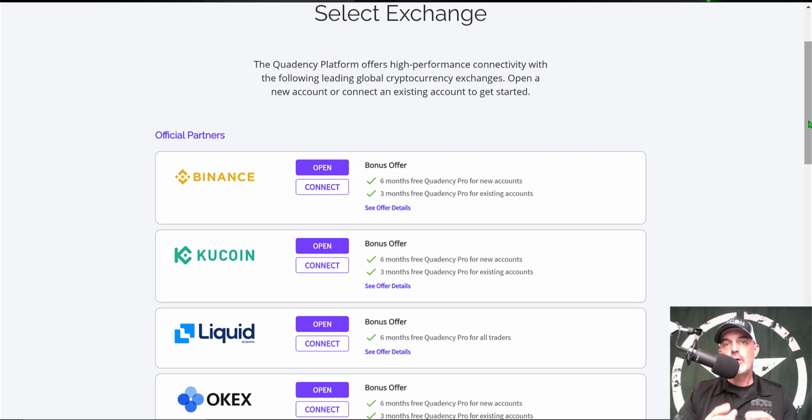And so in order to upgrade to the Pro plan, all you need to do is simply connect one of the following exchanges to Quadency. For instance, if you connect your Binance exchange via API keys to the Quadency platform, you will receive 3 months free for connecting an existing account. Now, if you don't have a Binance account, you can click on Open and then connect your exchange to Quadency, and you'll get 6 months for free.